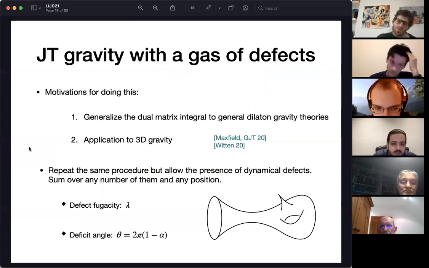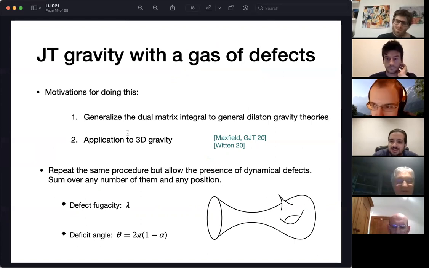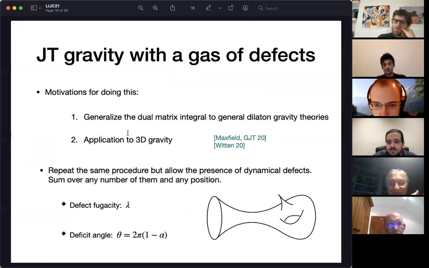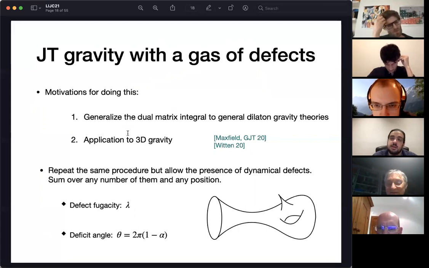Okay, I will move on if there's no other question. I was mentioning that I will be interested in Jackiw-Teitelboim gravity with defects. Sorry, one more question. These numbers which Mirzakhani has derived, I think they were already observed, at least some of them, in topological two-dimensional gravity, yes? Yeah, that's true, you're right. Sorry, maybe I should have mentioned that.